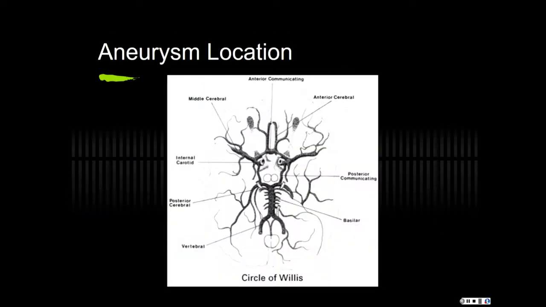Aneurysm locations typically occur at major junction points within the circle of Willis. If you see one, you need to look for another.